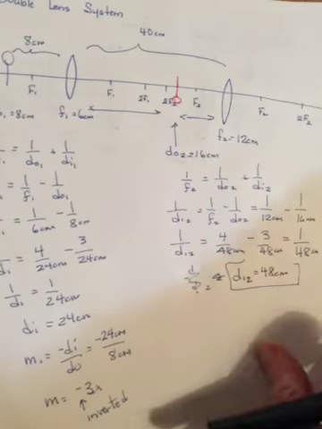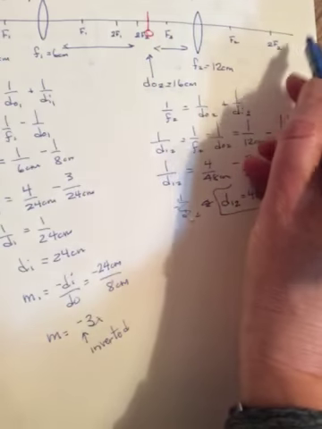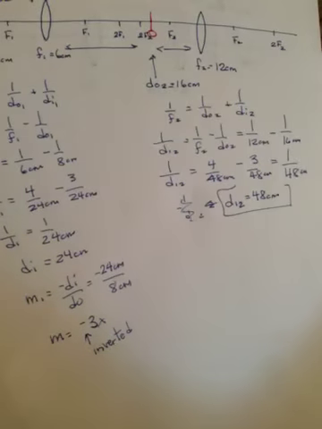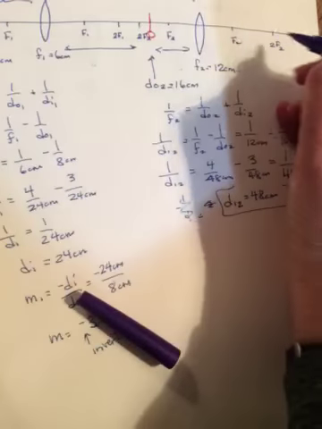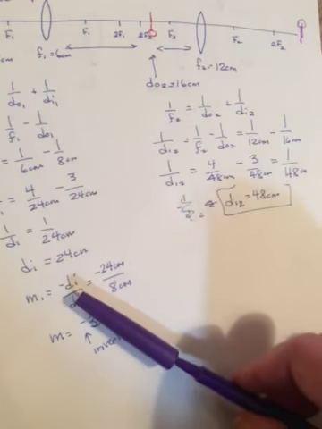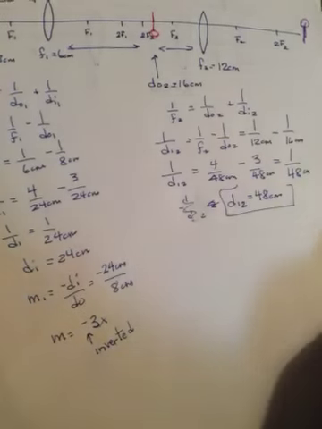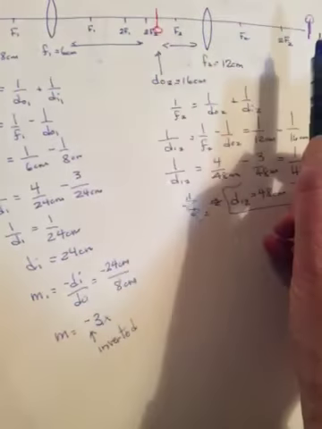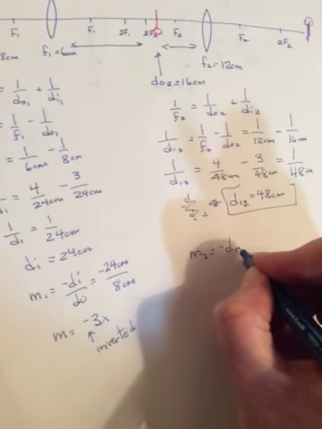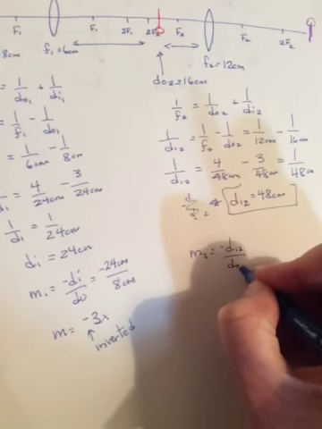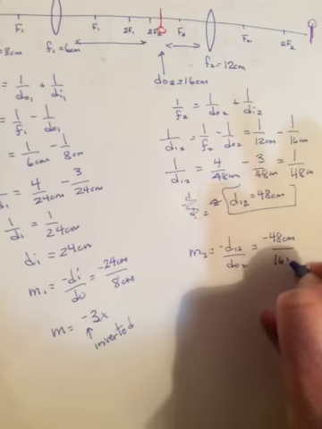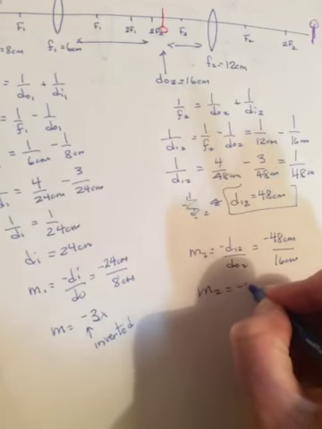So that means all the way out here is my second image. And what will it be? It will actually be inverted again. But inverted again is going to mean erect this time, because it'll be upside down compared to its object, but its object was already upside down, so now it'll be right side up. Finding M2, it'll be negative di2 over do2, so negative 48 over 16. M2 will be negative 3.